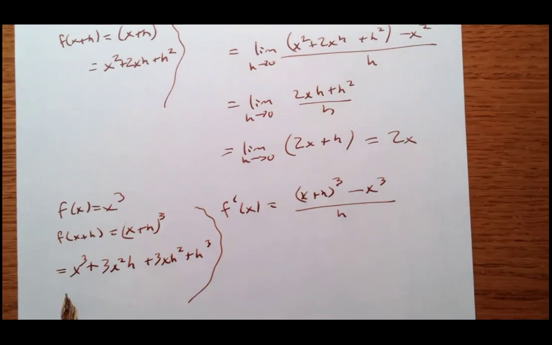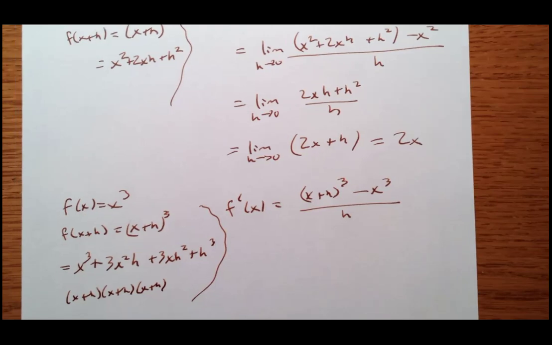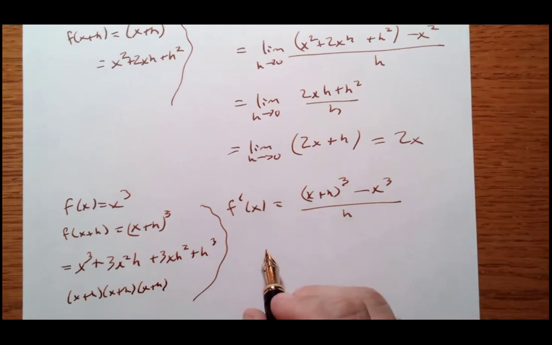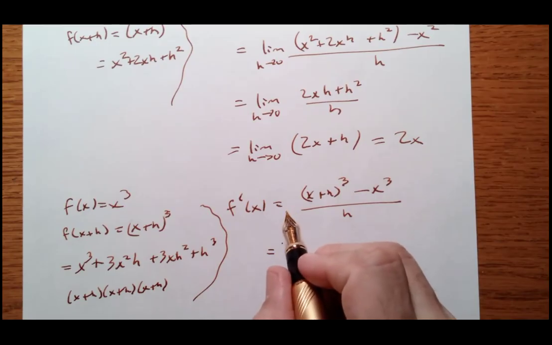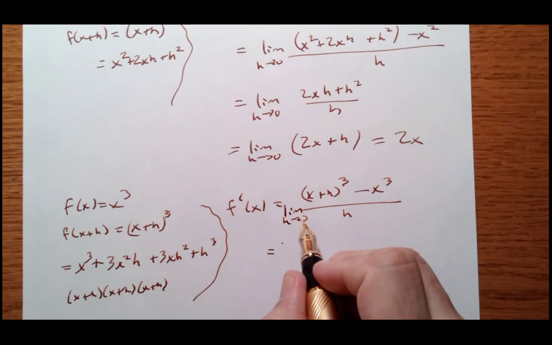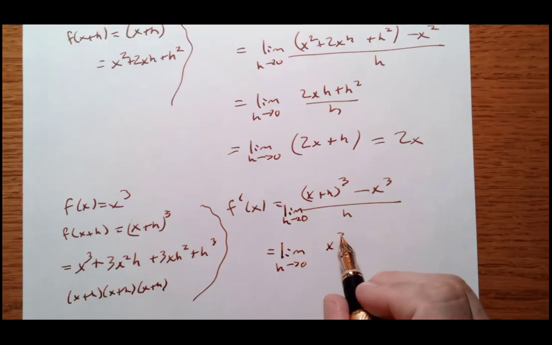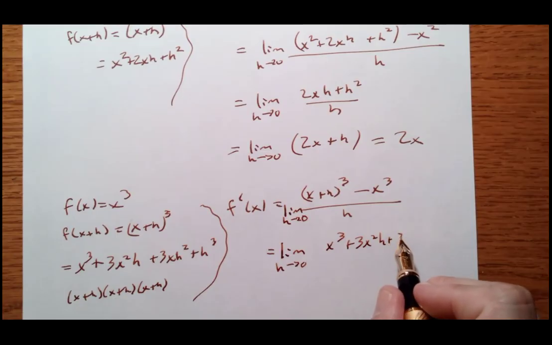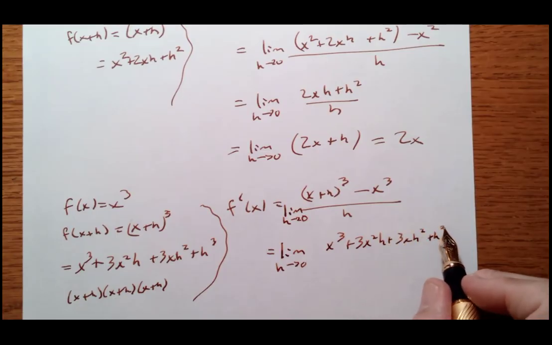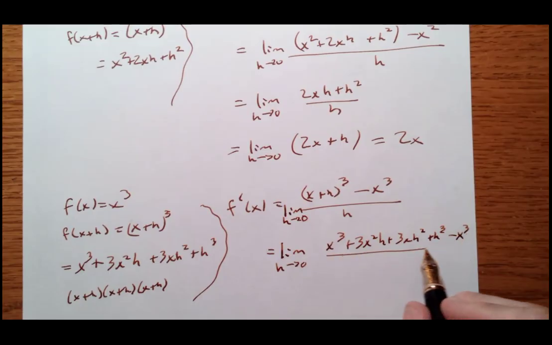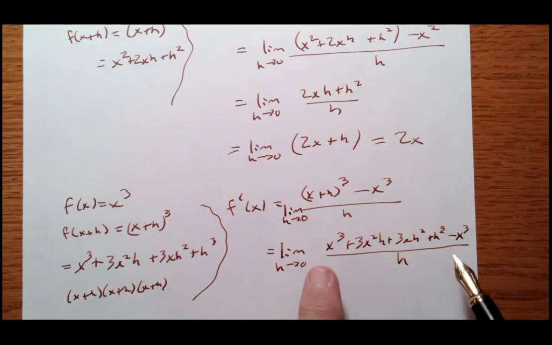But you could do x plus h times x plus h times x plus h and just do all the distributing. What happens? Oh, I forgot to write a limit. I always need my limit if I'm doing a derivative because a derivative is a limit. I have to have that limit there. So limit as h goes to 0 of x cubed plus 3x squared h plus 3x h squared plus h cubed minus x cubed all over h. Once again, my x cubed cancels.